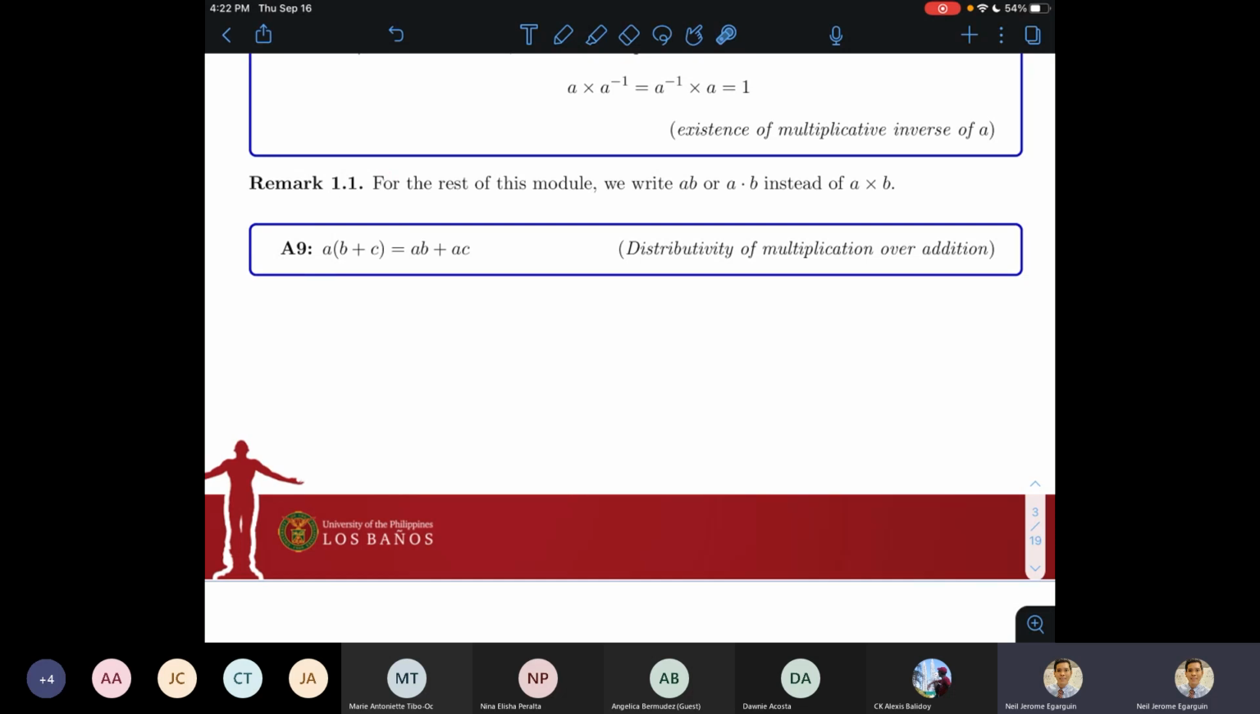Again, nothing spectacular with this 9 properties so far because we had been using this all our lives, right? Pero ngayon, pino-formalize lang natin. And the nice thing, as Donnie said, these are axioms and they do not require any proof. So from now on, you can appeal to A1 to A9 in writing your proofs kasi assume na sila to be true.